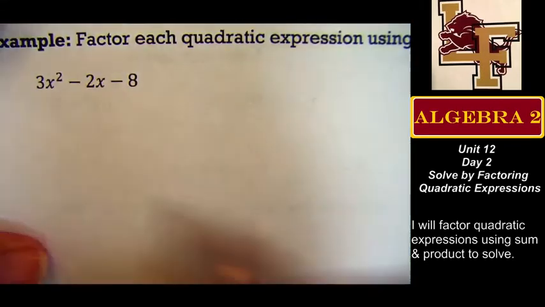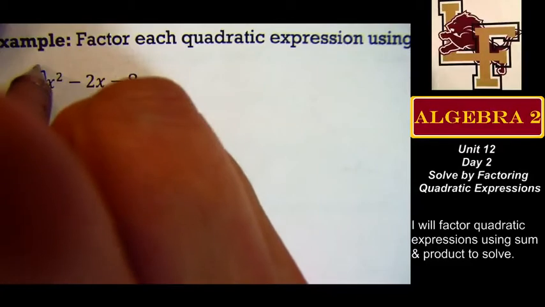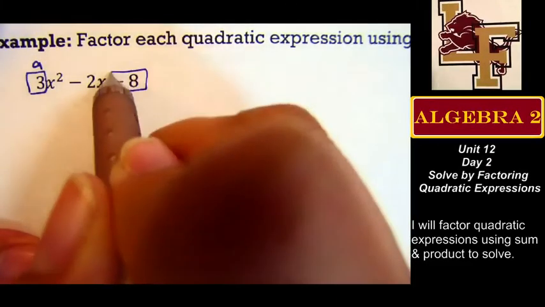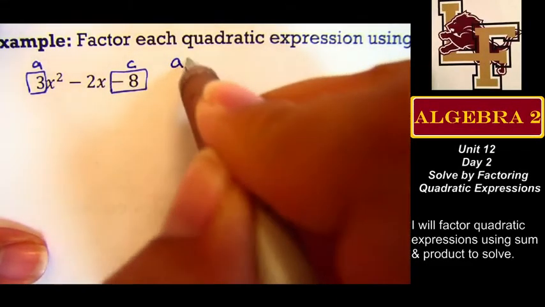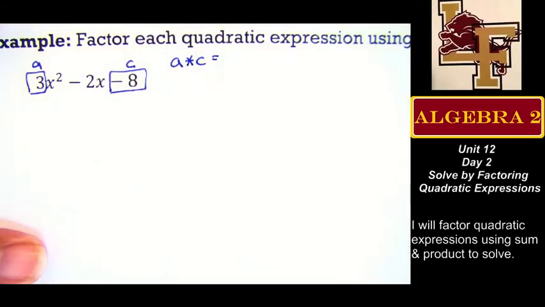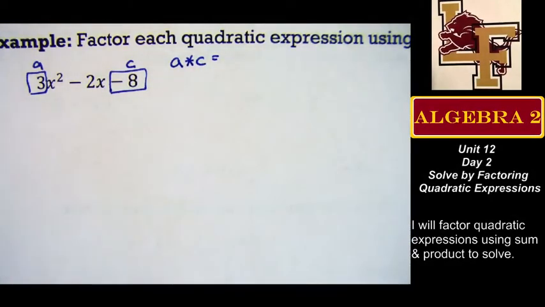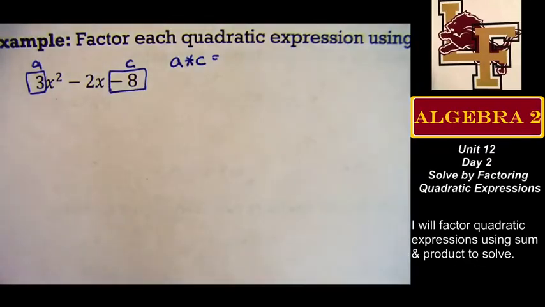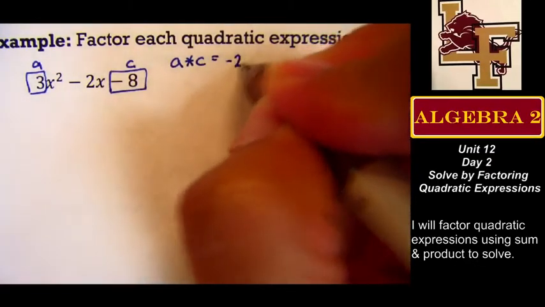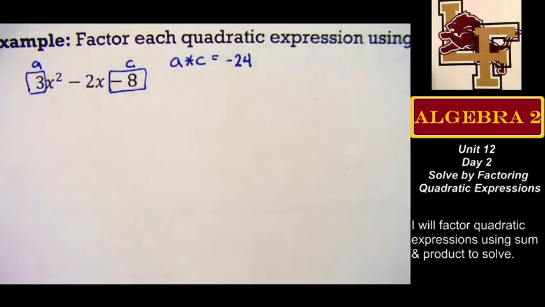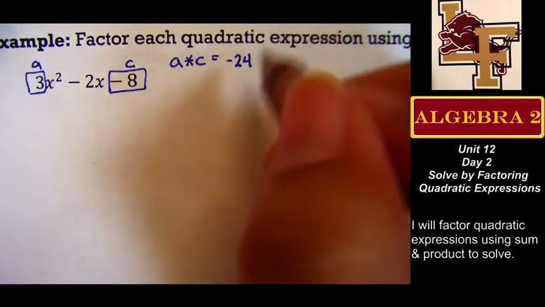Here's our first one. Technique starts with identifying A, identifying C, and multiplying them both together. A times C is? Negative 24. Oh, that's right. Negative 24. Use a calculator app if you need to. List out all the factor pairs of negative 24.